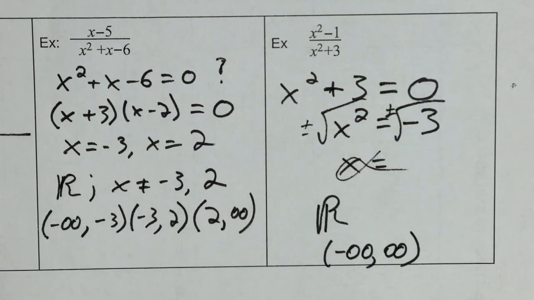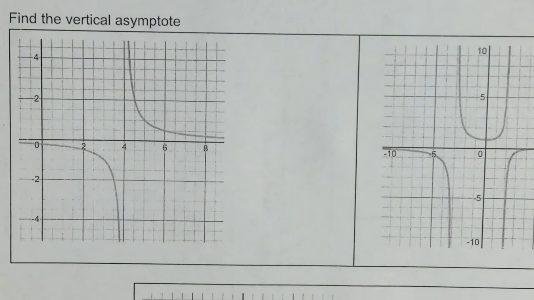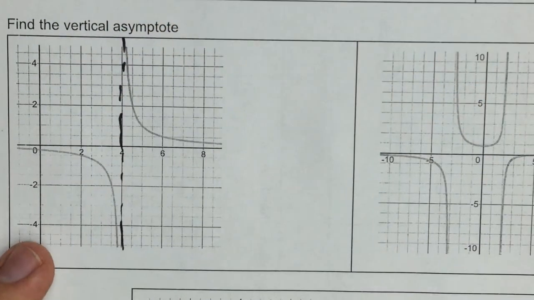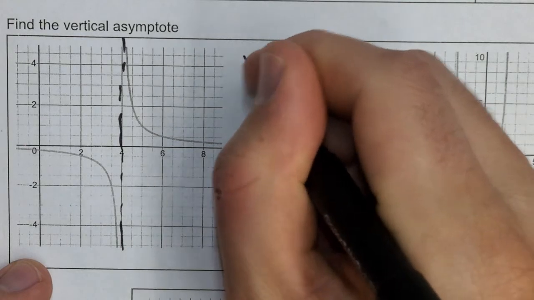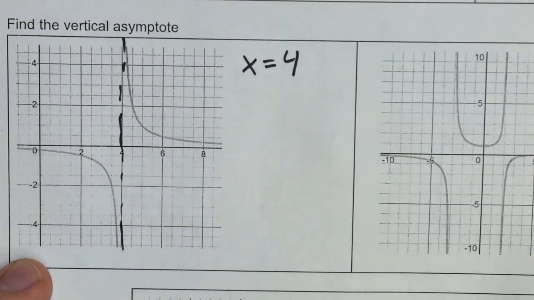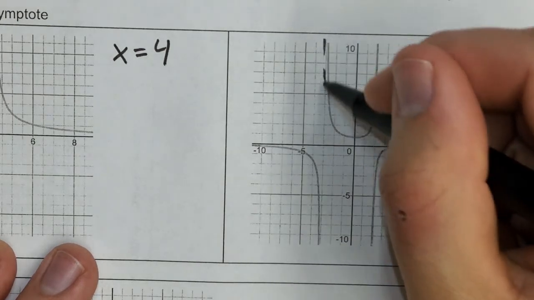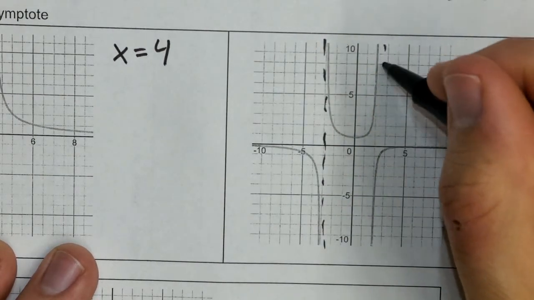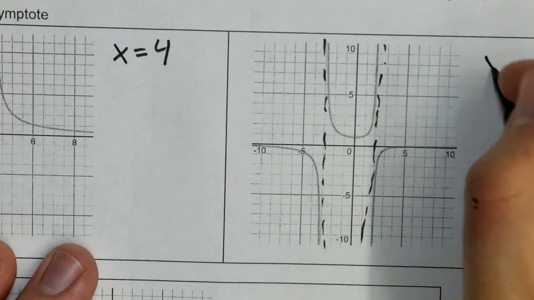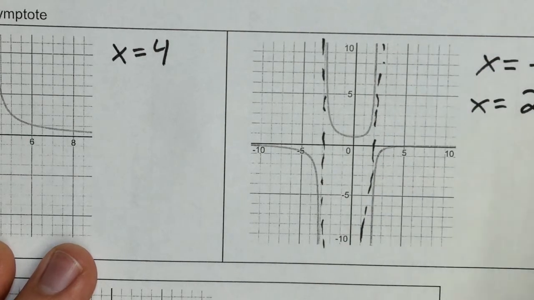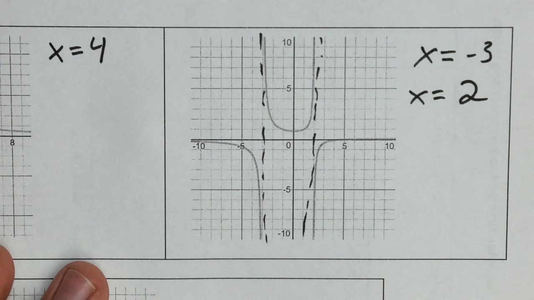Okay. Down here, I have the graphs of the functions up above. You can see a vertical asymptote here at 4. When you're asked to write a vertical asymptote, you write it as x equals 4. Here we have vertical asymptotes at -3 and here at 2. So we write x equals -3 and x equals 2 for the vertical asymptotes there.